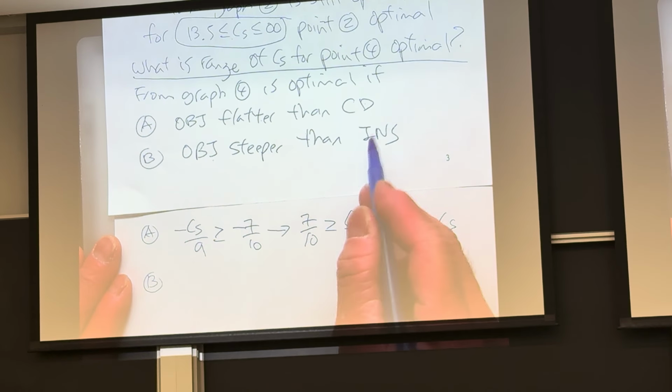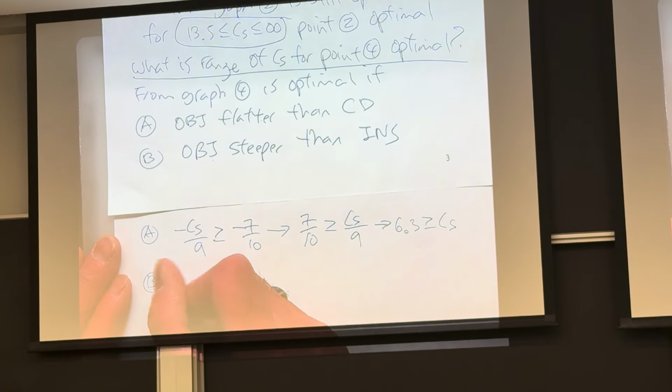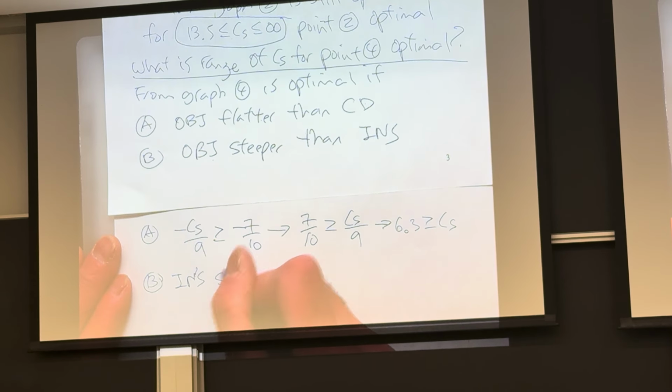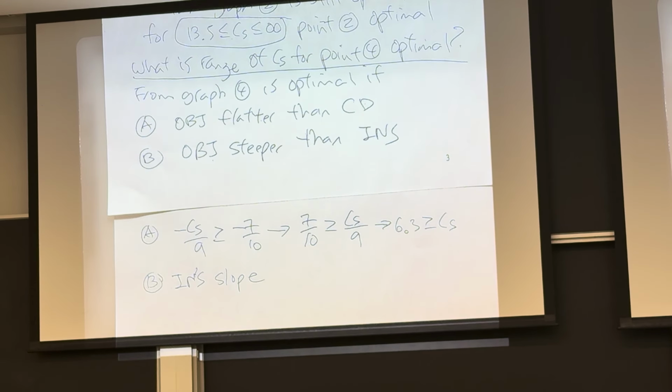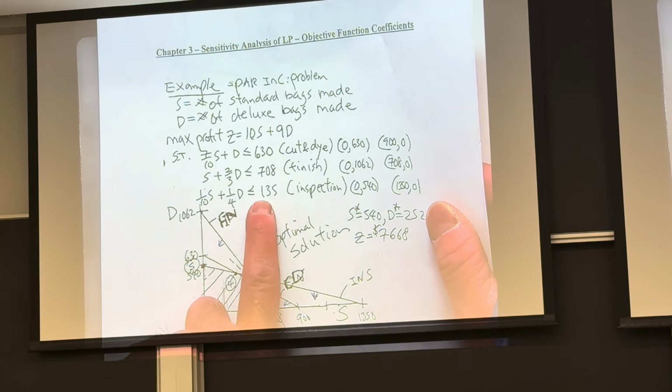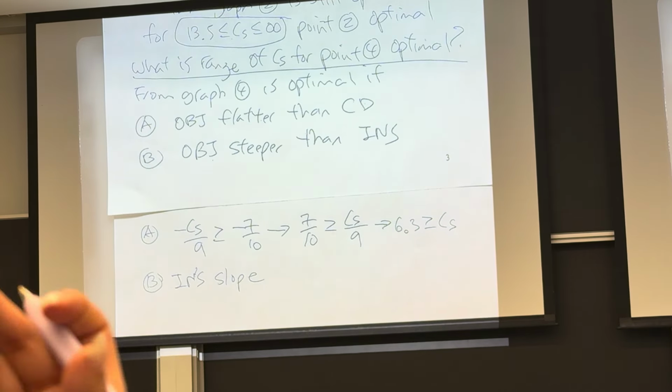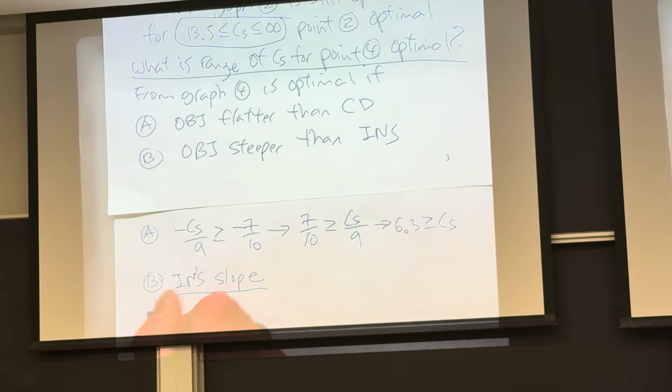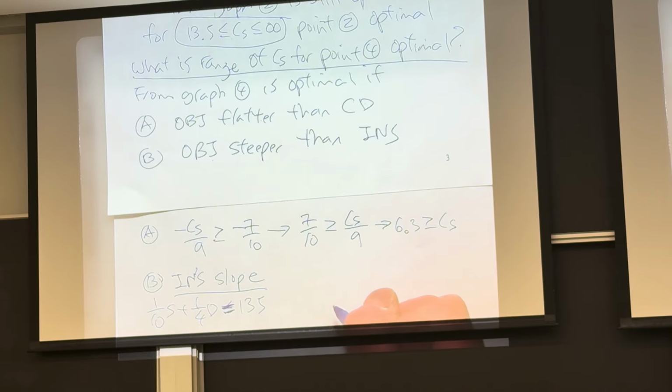For B here, we don't have the inspection slope, so we need to determine that first. From my original problem, the inspection constraint is 1/10 S + 1/4 D ≤ 135. And then rewriting in terms of D, it is D = 540 minus 4/10 S. And so I can now get my inspection slope.